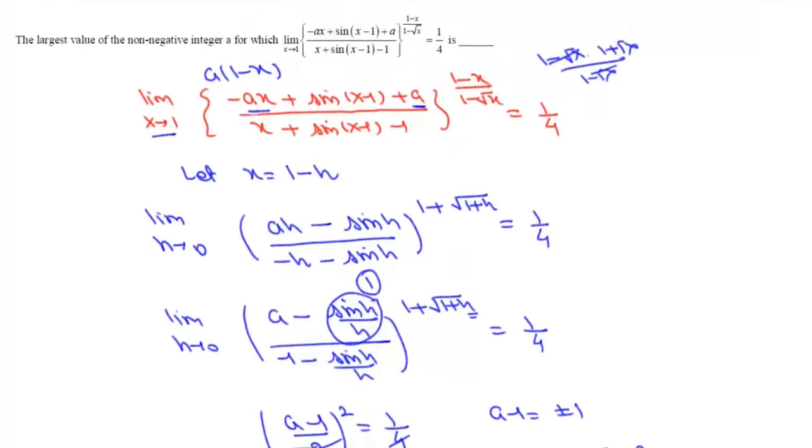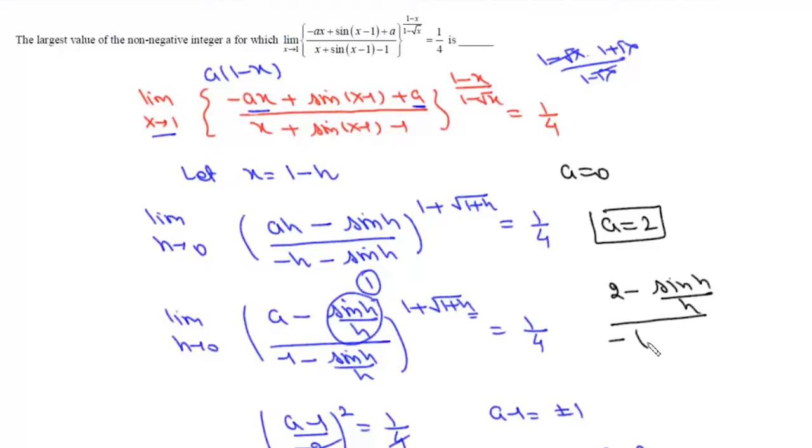So for this limit, there are two values possible. Either a can take the value 0 or a can take the value 2. But the problem here is, if the value of a is 2, then in this case it will be 2 minus sin h upon h, and then this minus 1 plus sin h upon h.